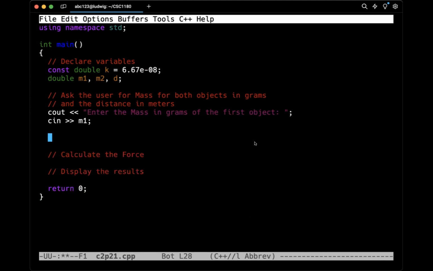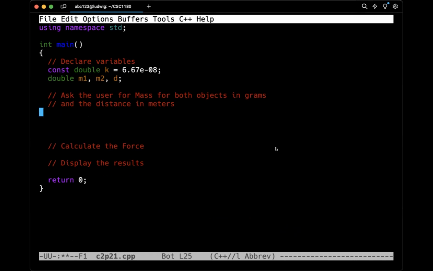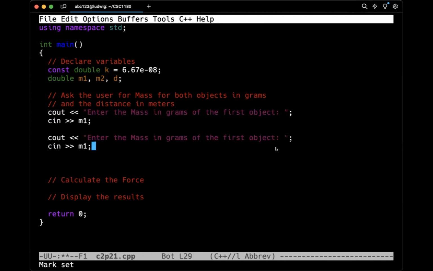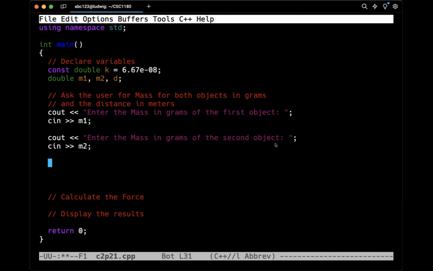If you watch the other video I have out on problem 22, you may notice that I did not put it in the CS C1180 directory. So you want to do that. This one is in the correct directory. I'm going to basically copy that and paste it at least one more time. The second one's going to look pretty much like this one, and that's the second object, and that goes to M2. Then I can come here and say cout, enter the distance.